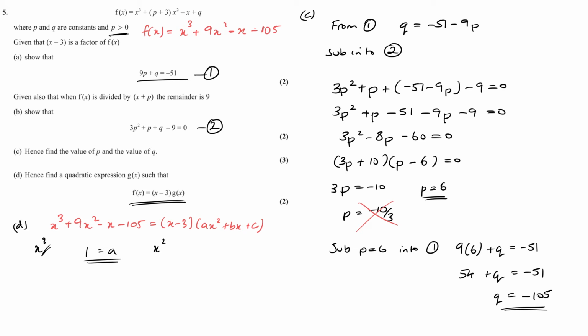If I look at the x squareds, I've got 9 on the right, and then on the left I've got x times bx, that'll be bx squared. I've also got minus 3 times ax squared, so minus 3a. A is just 1, so b here is 12.